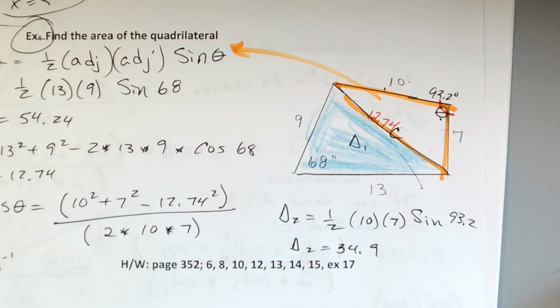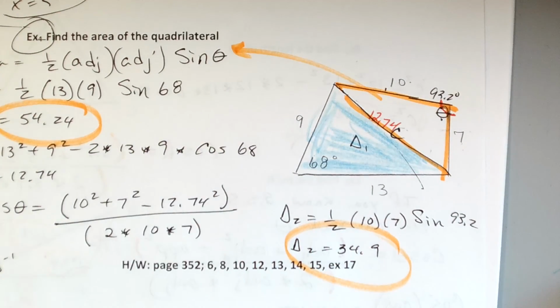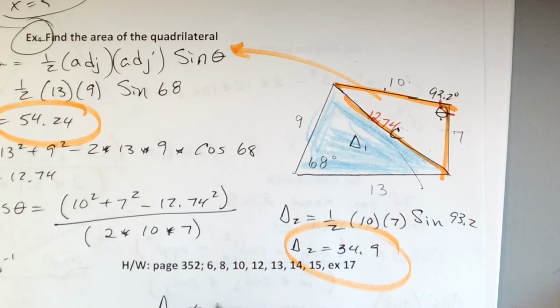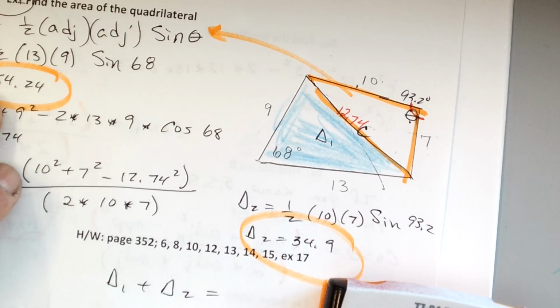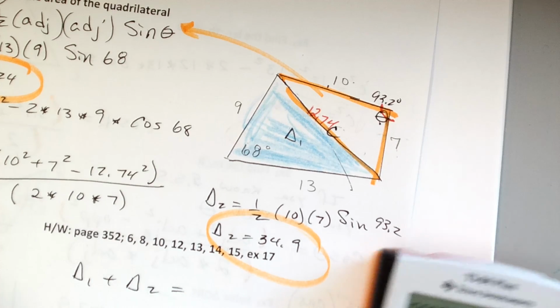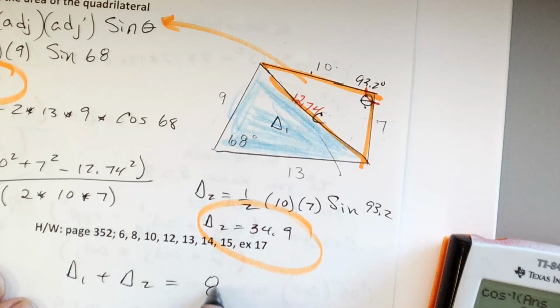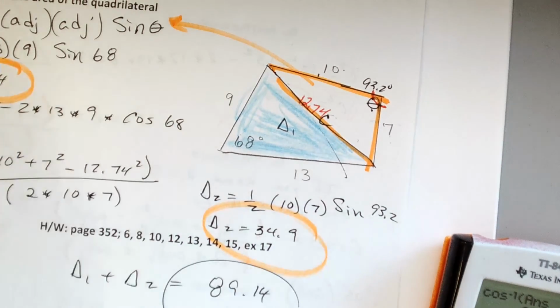If I add the two areas together, triangle 1 plus triangle 2, I get the total area. So 54.24 plus 34.9. I get about 89.14, and I guess centimeters squared. How's that? That was a big problem, huh?